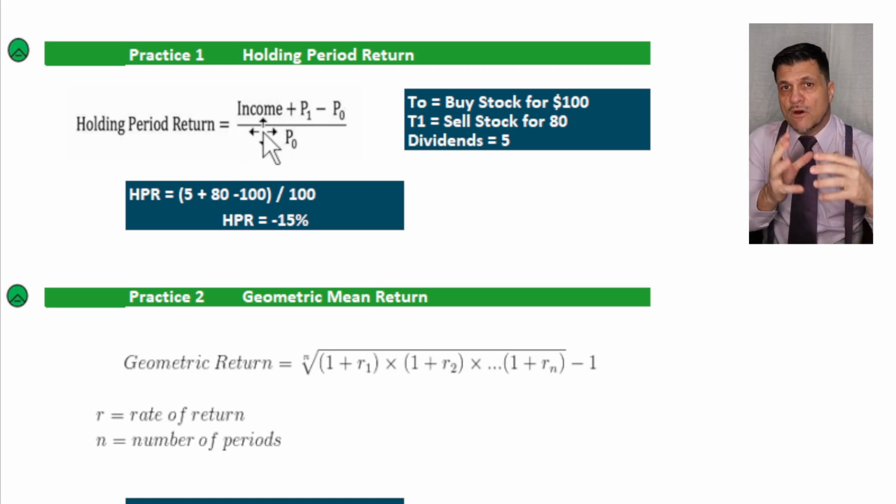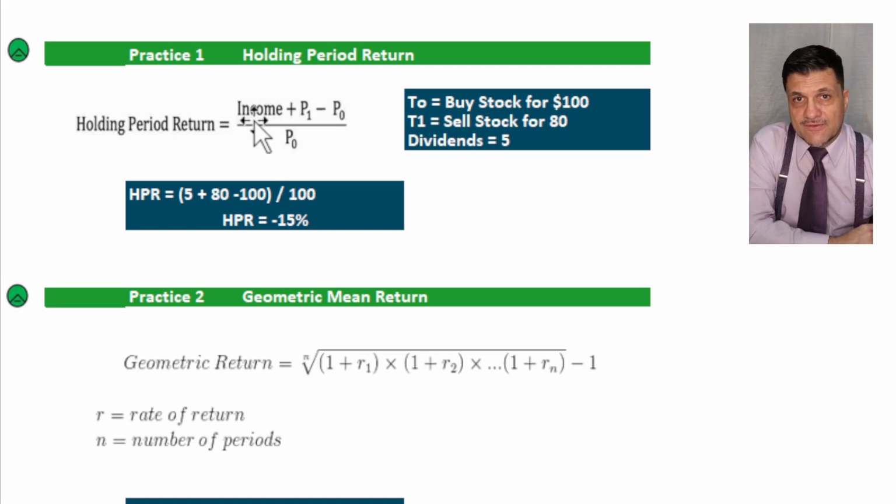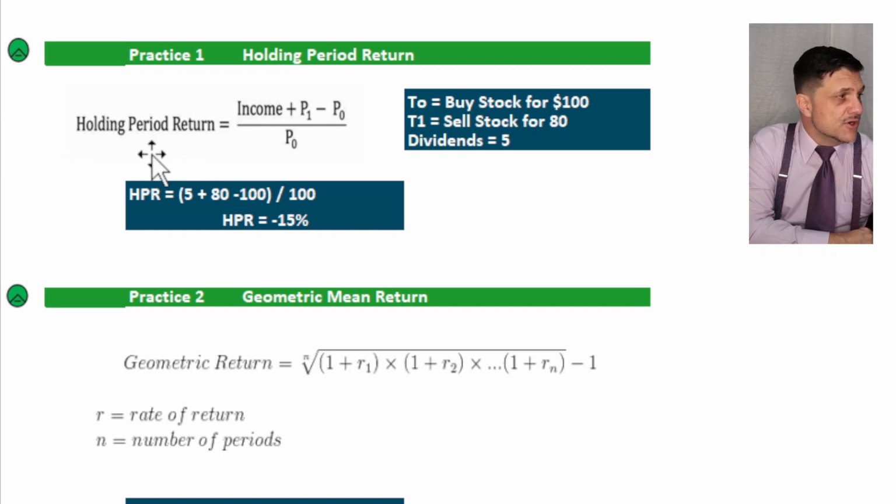Add all the income that you made, put it there. If you use a stock, think about dividends. All the dividends you made during that period that you held the stock, plus how much you sold the stock for, minus how much you paid, divided by how much you paid. That's your holding period return. That's very intuitive for me, so I imagine for you as well.